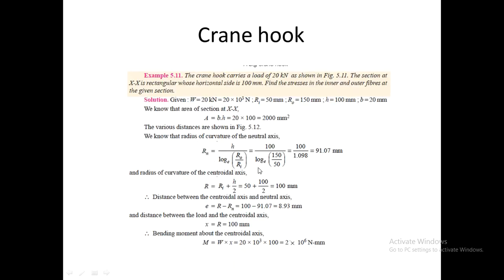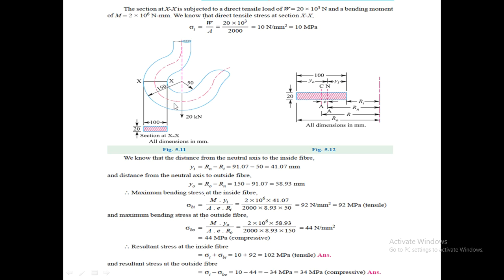Here I have shown a problem for a crane hook. A crane hook is given here in the figure. The crane hook has a rectangular cross section. The section at XX is given here. It has a thickness of 20 and a length of 100 mm. Here you can see that the load of 20 kilonewton acts downwards. The inner radius and the outer radius of the crane hook are given as 50 and 150 mm respectively.